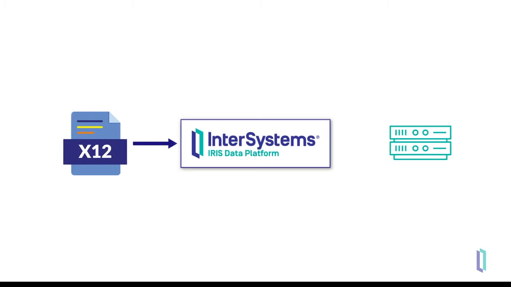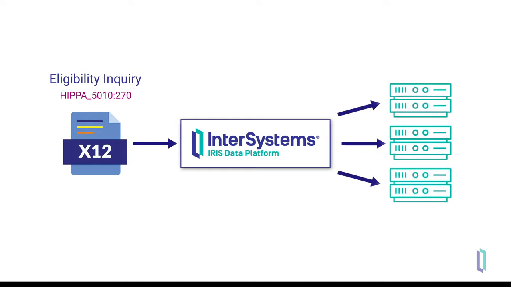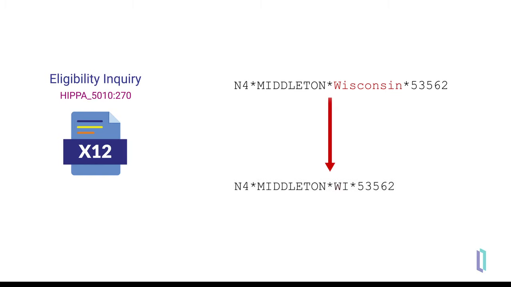Consider a case where you are routing eligibility inquiries from provider systems to multiple health insurance organizations, also known as payers. Incoming EDI 270 messages have N4 segments with the state name written out in that field. This is incompatible with the requirements of the receiving organization's systems, which use state abbreviations.